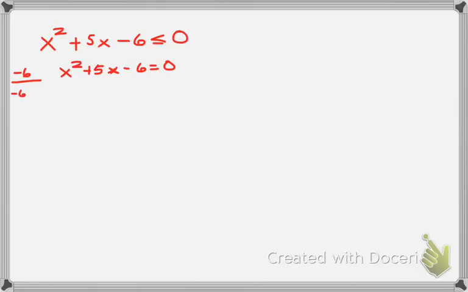Couldn't you do 3 and 2? But it's a negative 6, so they need to be opposite in signs, which would get you to 1. So x minus 6, x plus 1 is equal to 0. So what are my critical x-intercepts? 6, negative 1. x plus 6, x minus 1.